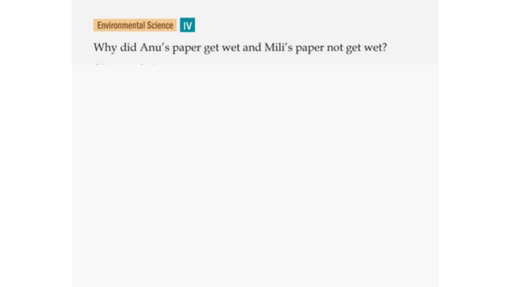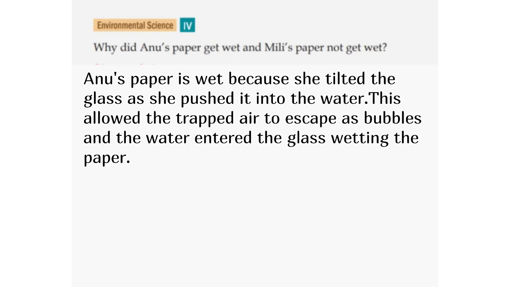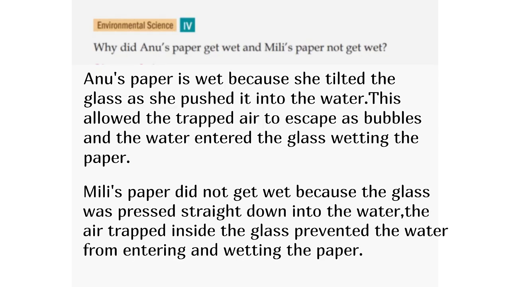Why did Anu's paper get wet and Millie's paper not get wet? Anu's paper is wet because she tilted the glass as she pushed it into the water. This allowed the trapped air to escape as bubbles and the water entered the glass, wetting the paper. Millie's paper did not get wet because the glass was pressed straight down into the water. The air trapped inside the glass prevented the water from entering and wetting the paper.